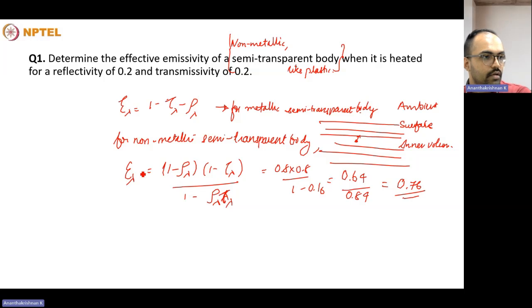the geometric progression of the reflectivity. The amount of radiation that is reflected will actually get reduced as it moves outward towards the surface. Based on that, we arrive at this equation. If it was a semi-transparent metallic body, the emissivity would have been 0.6, but here it is 0.76. That takes into account the progressive reduction in the reflection of the radiation that happens.